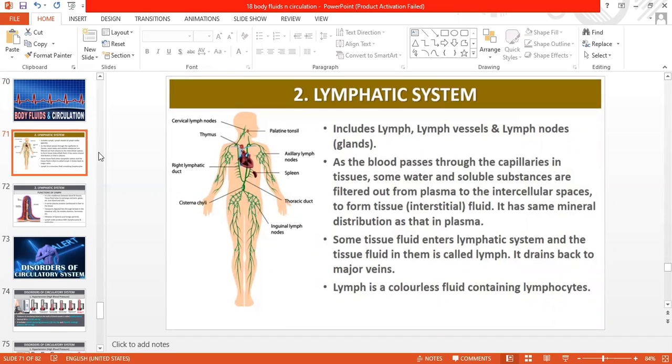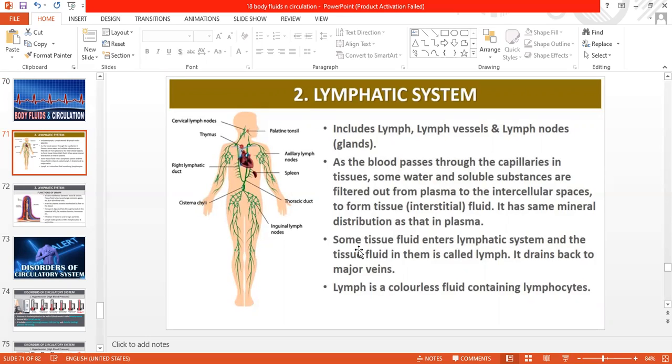this lymphatic system includes lymph vessels and lymph nodes, that is the lymph glands. Now, children, as the blood passes through the capillaries in the tissues, and you know that these capillaries have a single layered wall, some of the water and soluble substances are filtered out from the plasma into the intercellular spaces, into the tissues. This forms the tissue fluid or interstitial fluid. It has the same mineral distribution as that of the plasma.